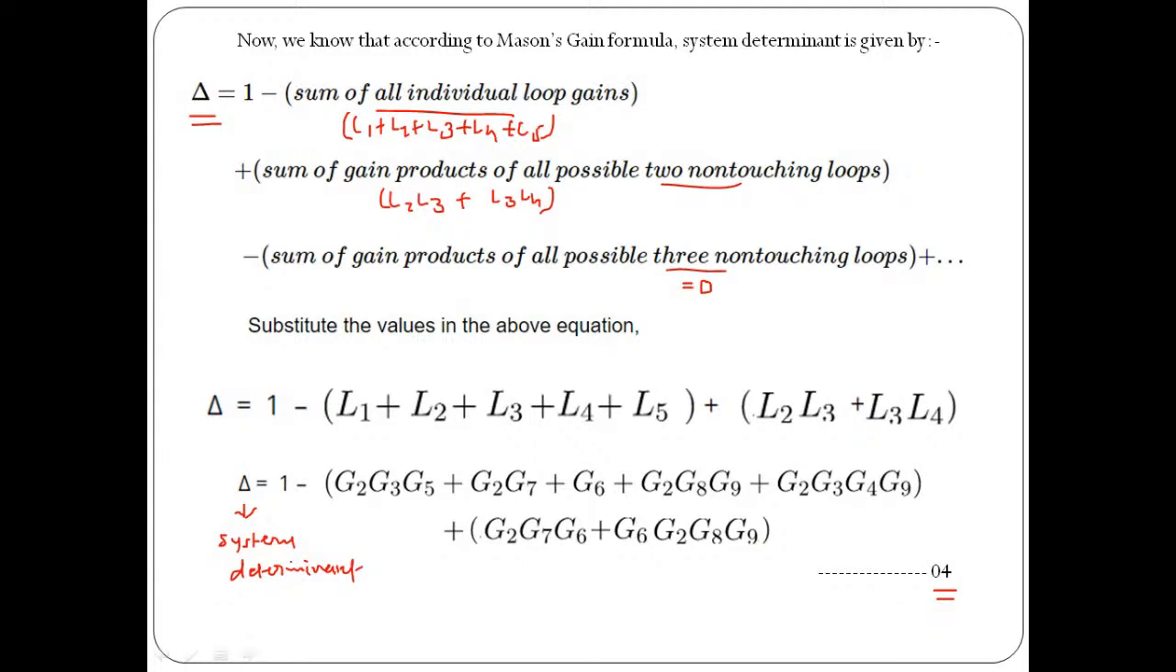So delta is 1 minus G2 G3 G5 plus G2 G7 plus G6 plus G2 G8 G9 plus G2, G3, G4, G9, and then in the last we have G2, G7, G6 plus G2, G6, G8, G9. So that will be your equation number 4. I hope everyone is done with this equation.